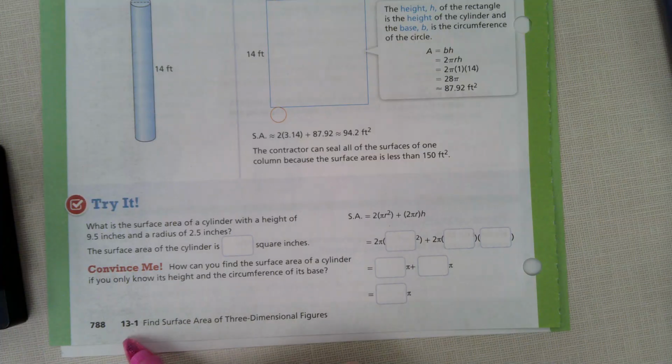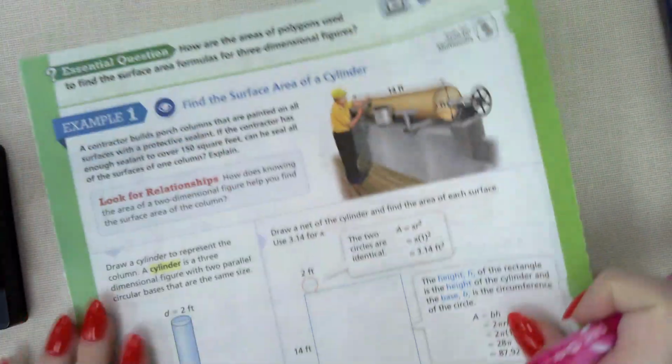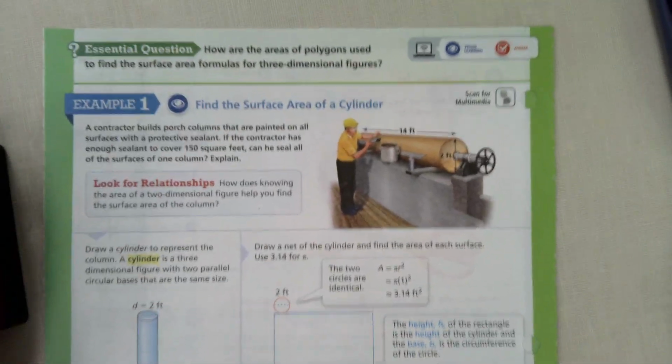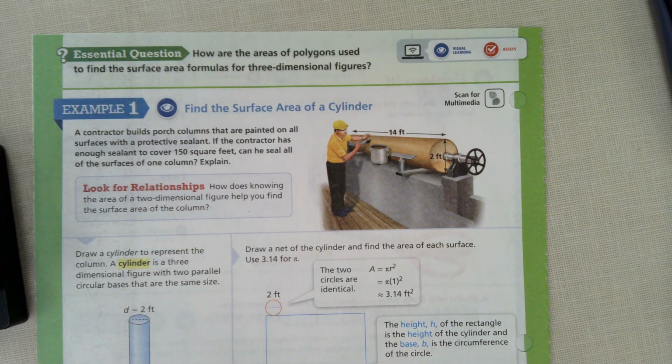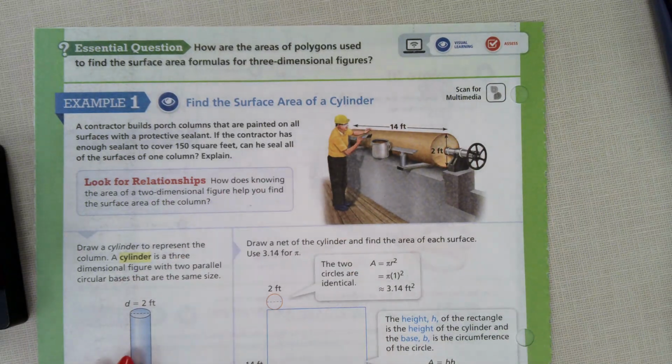Hello everyone. So today we are going through lesson 13-1 starting on page 788. This is our last unit of our entire school year, and it is all about finding the different surface areas and volumes of different shapes. So the first thing we need to know is how to find the surface area of a cylinder.